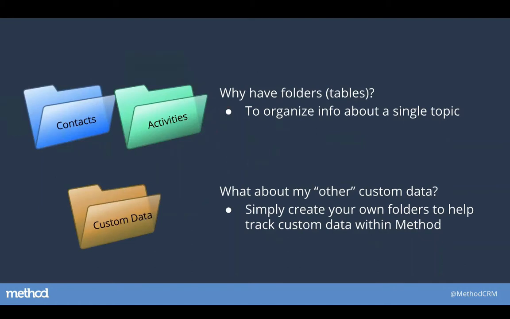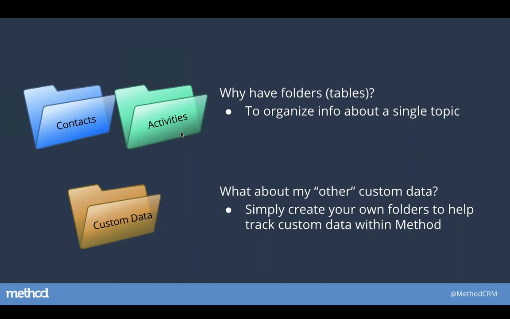Now, if we go a step further, why have these folders? We're really equating these folders inside the filing cabinet to tables inside of Method. These folders, again, are meant to organize information about a single topic. So we can see a couple of examples here. Imagine you took a folder and you wrote down contacts or activities with a Sharpie. Activities are your interactions with your contacts inside your company. You'd be able to take those pieces of information and put them in the proper folder, and that way, when you want to search for a particular contact, you know you need to open up the contacts folder and sift through those records or pieces of paper until you find the appropriate contact.